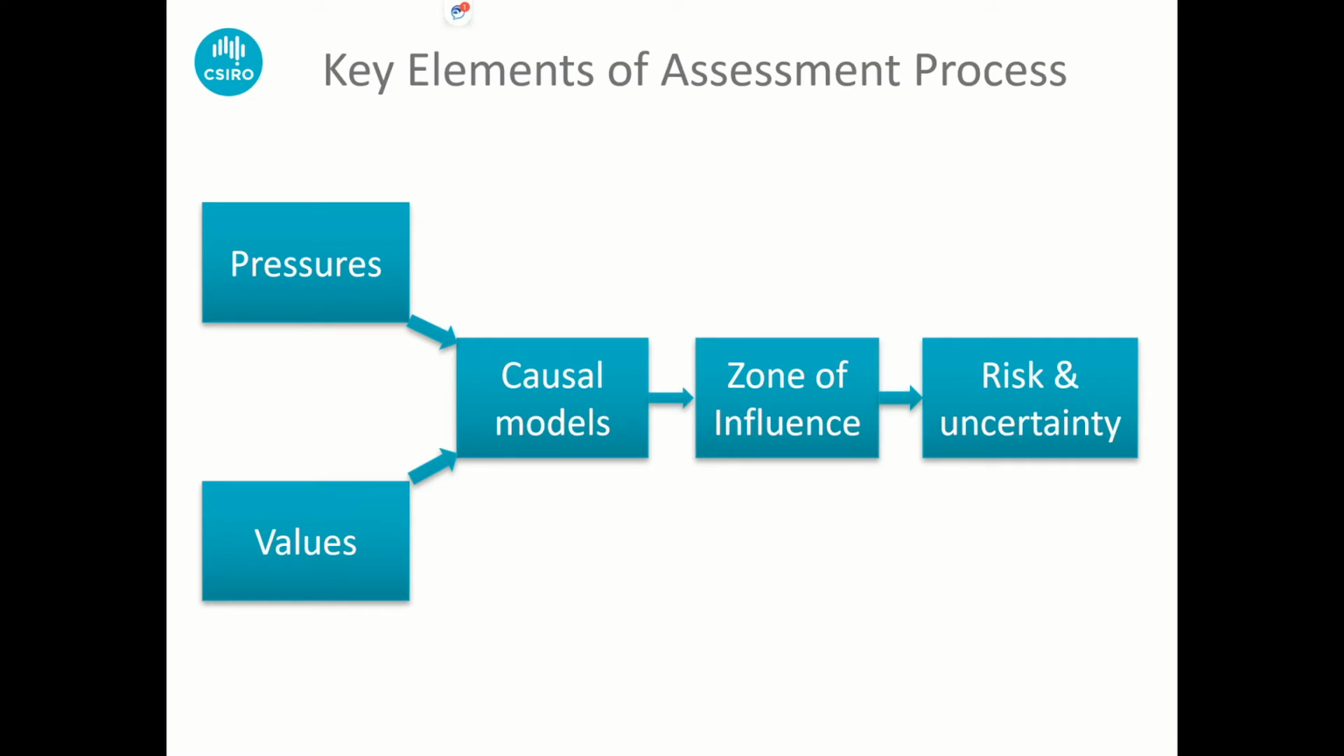We're building this work off the work that we have done in the Great Barrier Reef, and really looked at what are the key elements that you need to have in order to do a cumulative impact assessment. And we really mapped it out into five key steps: some sort of understanding of pressures and values, causal models that allow you to link pressures to values and their flow-on effects through the ecosystems, an understanding of the zones of influence, which bits of the system are actually being influenced, and then an assessment of risk and uncertainty.